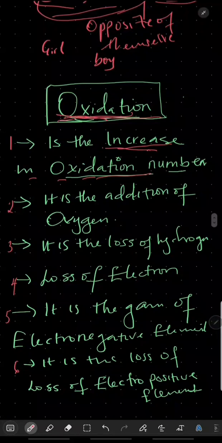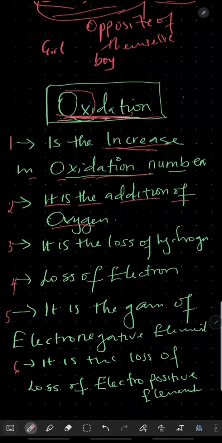Now from the word "oxy", it loves oxygen as well. So oxidation is the addition of oxygen, which simply means that reduction is the loss of oxygen. Since oxidation is already in love with a particular element, oxygen, it cannot love hydrogen again. So oxidation is the loss of hydrogen, while reduction is the gain of hydrogen.